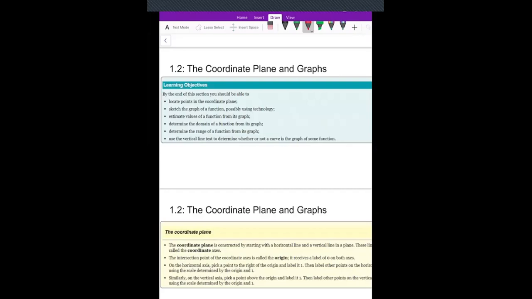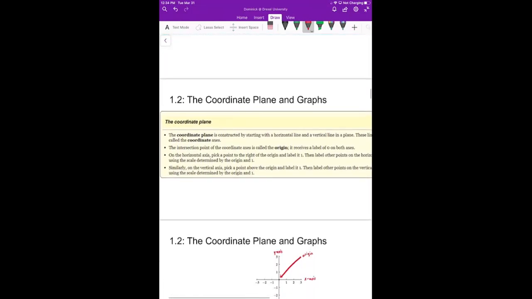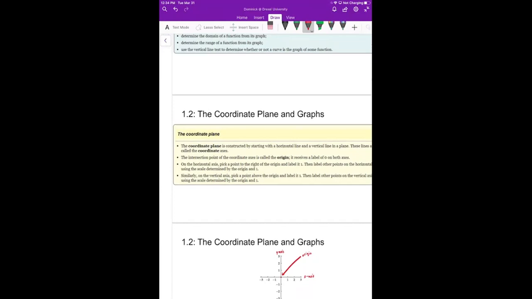Okay, guys, welcome. Today we're going to talk about a little bit of an intro to the coordinate plane and some basic graphs. By the end of this section, we're going to be able to talk about where points are in the coordinate plane. We'll talk about how to sketch some basic graphs, and how to use the calculator to do that. We'll talk about how to estimate values of a function by looking at its graph, and also how to determine the domain and range of a function from its graph. And then finally, we'll talk about the vertical line test, which is used to determine if a graph represents a function.